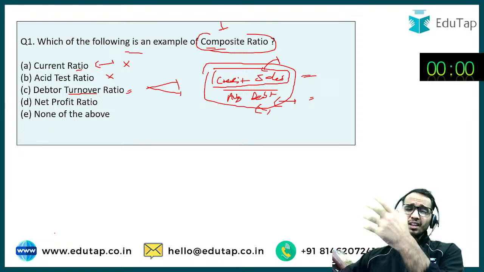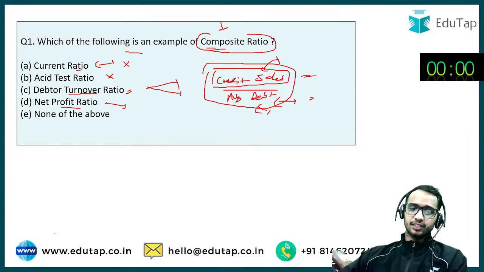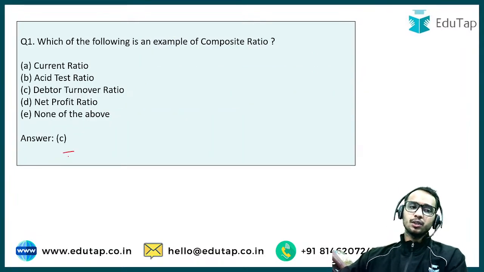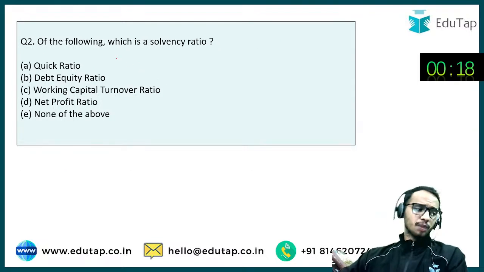Acha, one more question I want to ask you all. Tell me the formula of net profit ratio in the chat section. What is the formula of net profit ratio? Okay? Chalo, this you have to tell me. And the answer of this question is option number C. We have discussed that. Let's talk about question number 2.